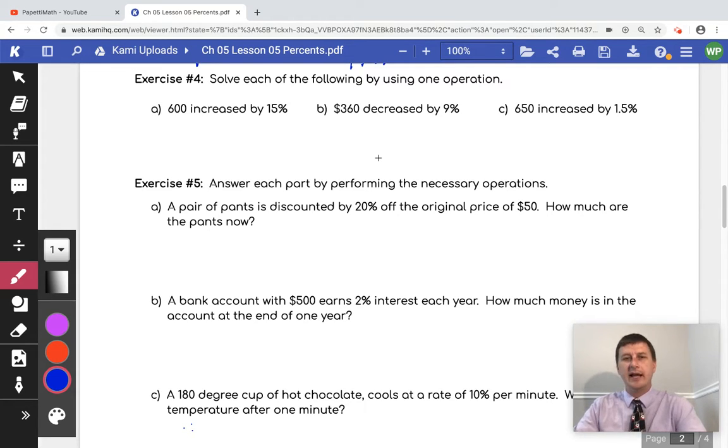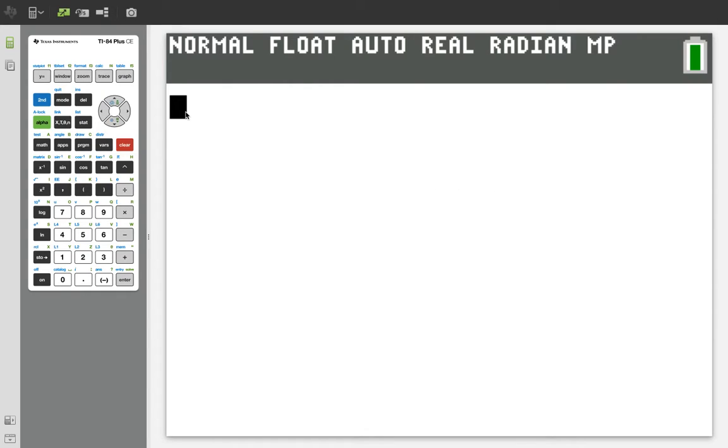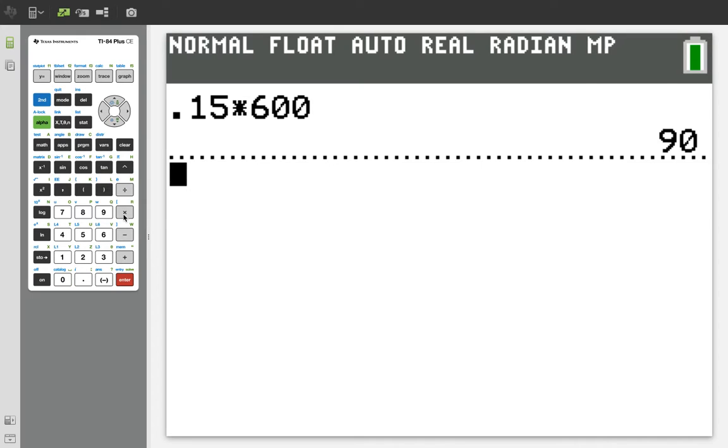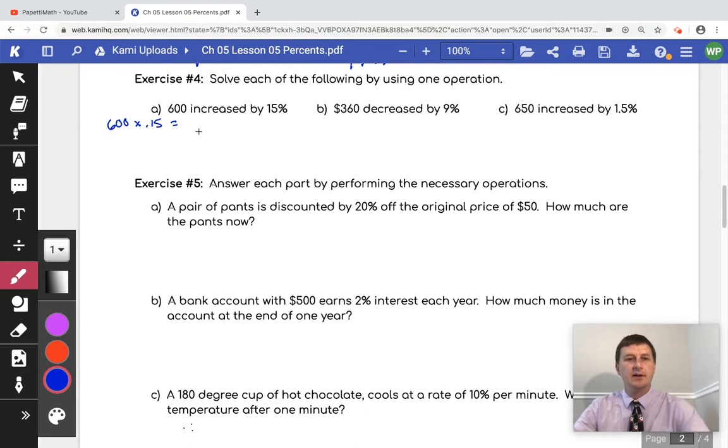What our gut reaction might say to do is 600 times 0.15, because that's 15% as a decimal. So that's going to give us 15% of 600, which is 90. But again, we want to increase 600 by 90, so we're going to do 600 plus 90, and that will give us 690 as our final answer.